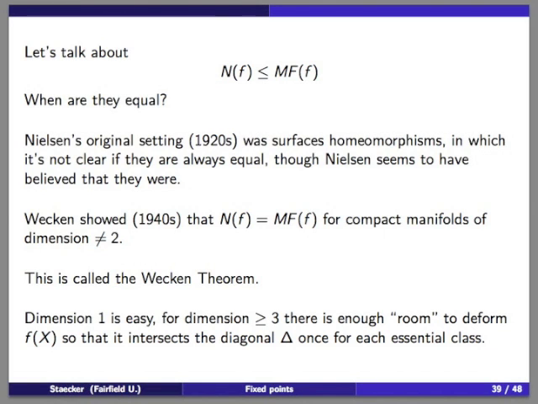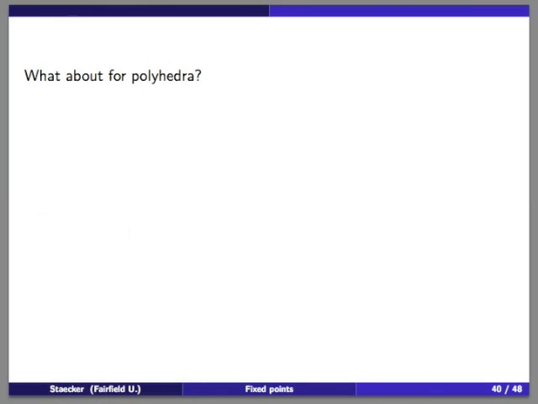In the higher dimensions, the idea is you're changing the graph of the map and trying to move the graph away from the diagonal. And if the dimension is high enough, specifically you need 3 or higher, then there's enough room to move the graph so that it intersects the diagonal 1 time for each essential class, and you can move it all the way off when the class is not essential. I don't want to get into the details, but this is the basic idea.